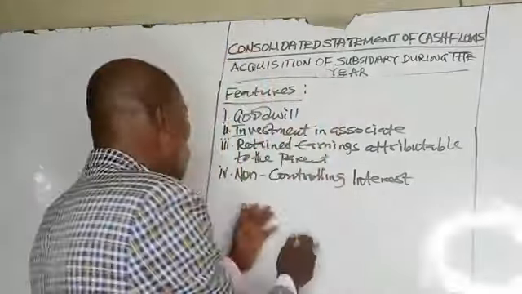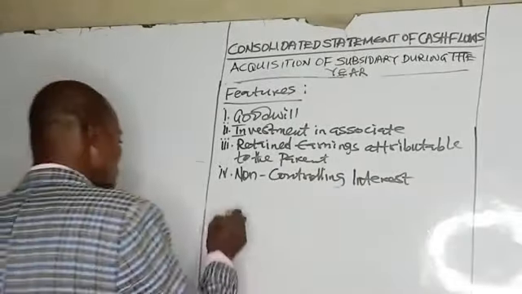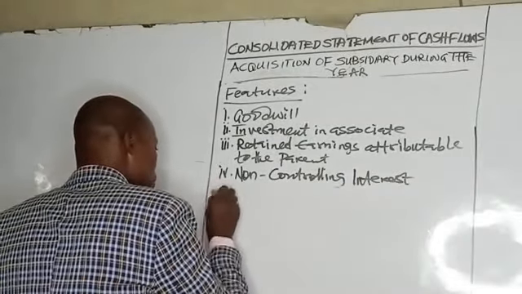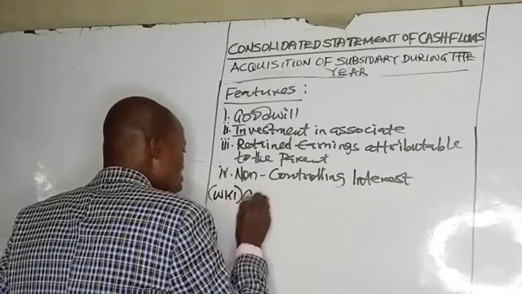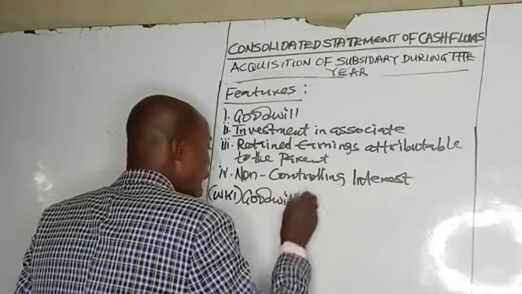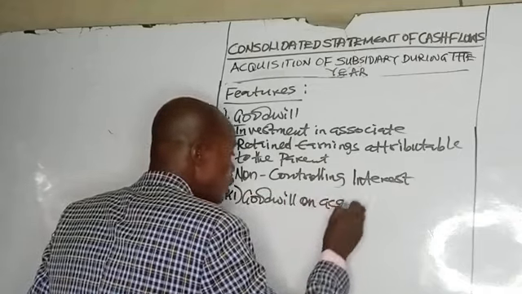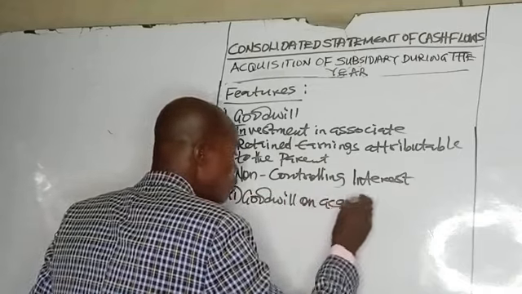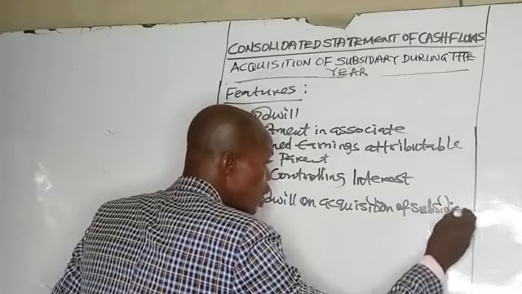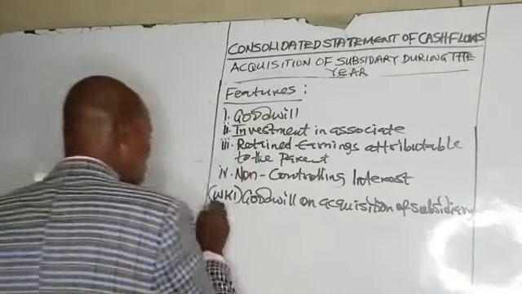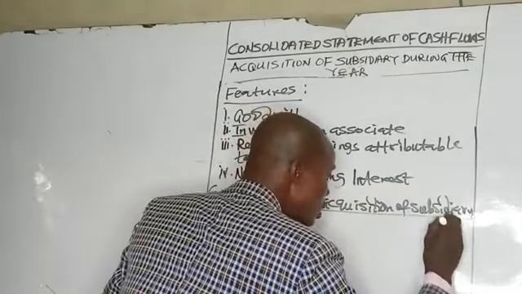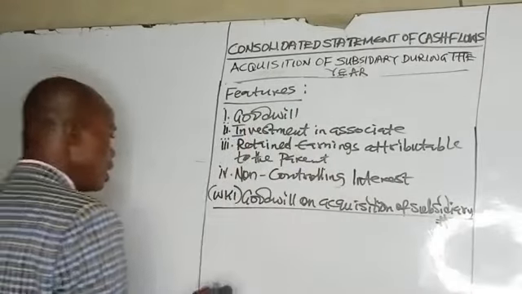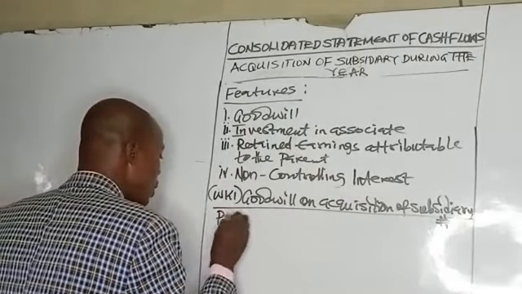Number one is goodwill. Where there is an acquisition of a subsidiary during the year, you will need to calculate goodwill. So working one, goodwill on acquisition of subsidiary. Then you start with the purchase consideration.